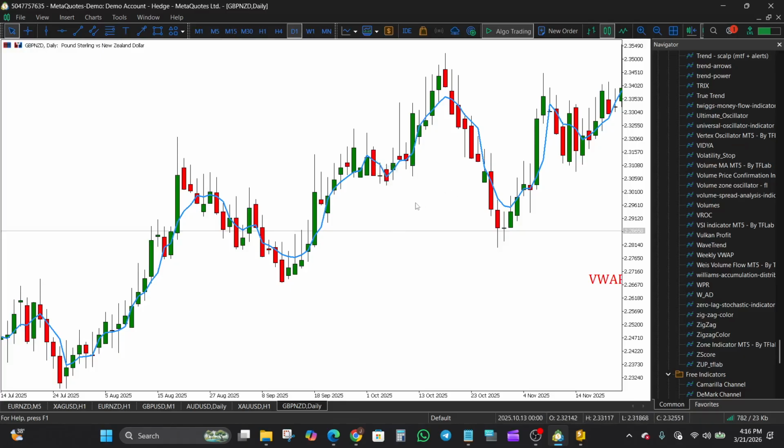Some traders also use VWAP bands, which act like standard deviation levels around the VWAP. These bands help identify overextended price areas. The key is not to use VWAP alone. Combine it with market structure, support and resistance, or price action signals for better context.